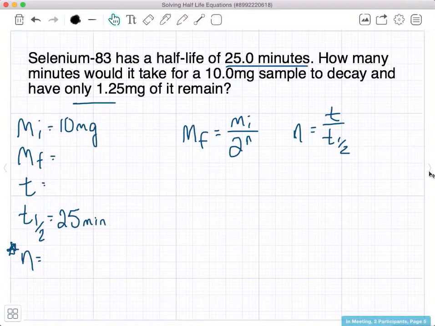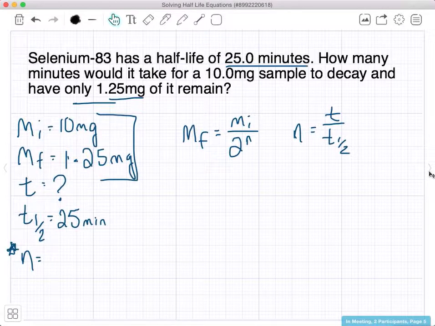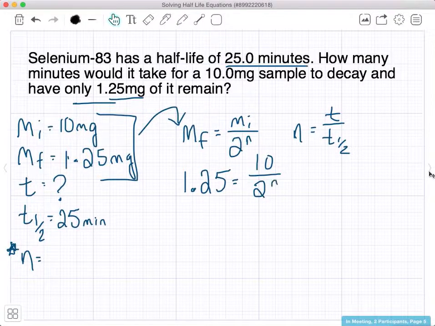And we only have 1.25 milligrams of it remaining. So our final mass is 1.25 milligrams. And we're wanting to find the total time, how long it would take for it to decay to that. All right, since we're given final mass and initial mass this time, we're going to use this equation to solve for the number of half-lives. We'll do that by saying 1.25 is equal to 10 divided by 2 to the nth.